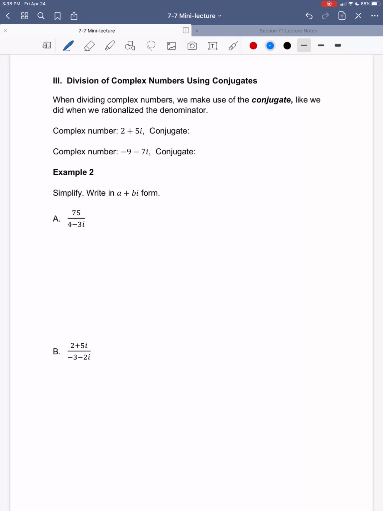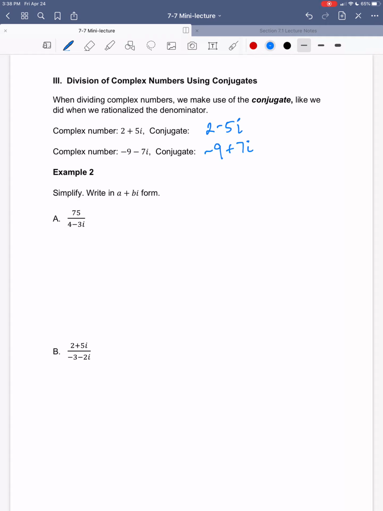Okay, and finally, what about dividing complex numbers? When dividing complex numbers, we're going to make use of this idea of the conjugate, the same that we did when we had to rationalize the denominator when I had radicals involved. So remember this idea of the conjugate. The two parts of the binomial stay the same, it's just that the middle sign changes. So 2 plus 5i would just become 2 minus 5i. Negative 9 minus 7i, the negative 9 stays the same, but the 7i changes from negative to positive.